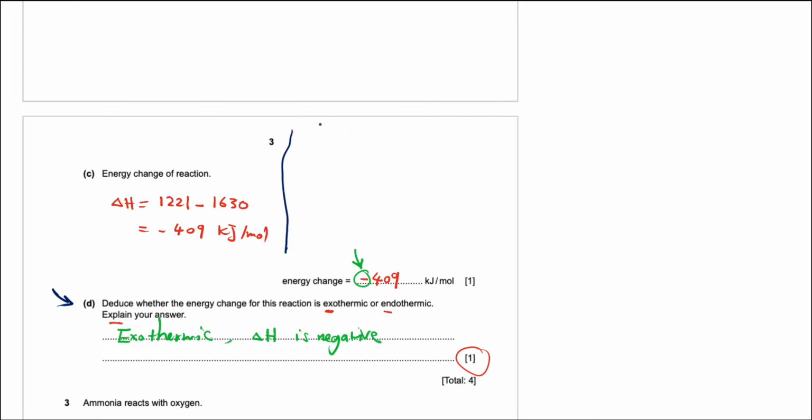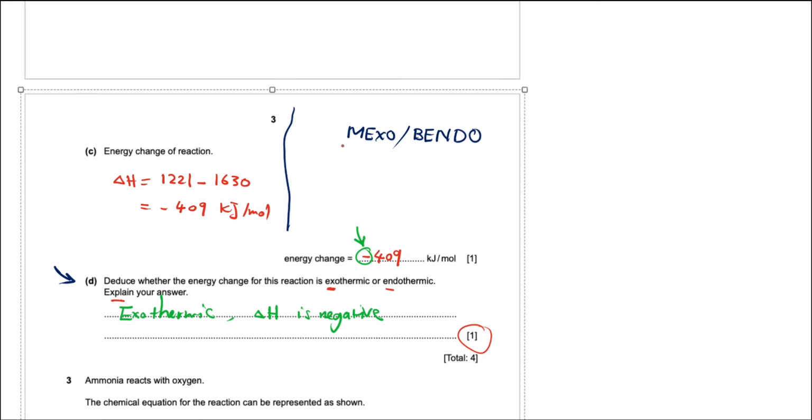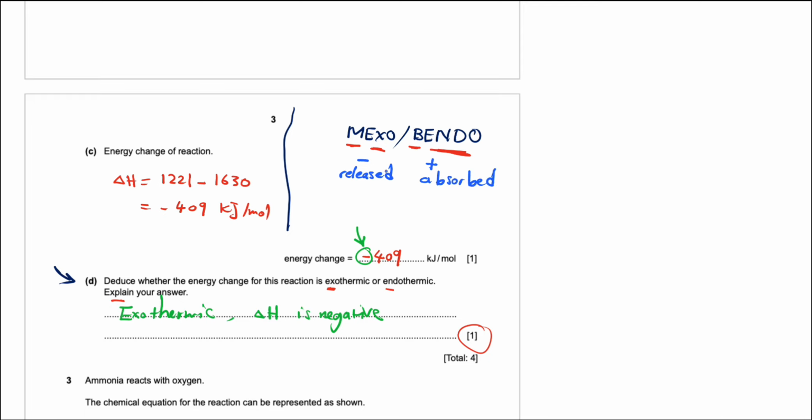So we have the mnemonic device mexo-bendo. It means making bonds is an exothermic process, while breaking bonds is an endothermic process. And you have to remember that exothermic means negative, endothermic means positive, because energy is always released in exothermic, and energy is always absorbed in endothermic. So that summarizes everything we need to know.